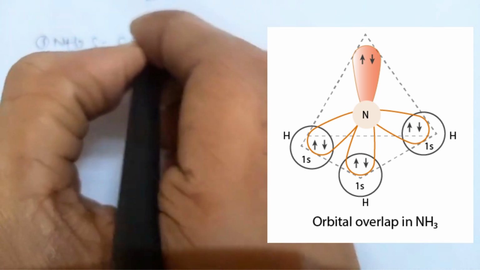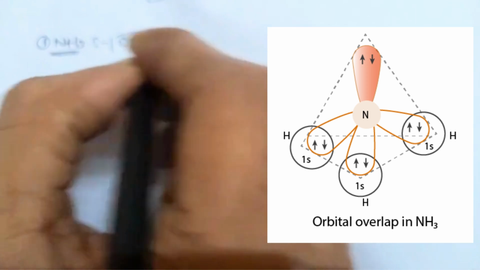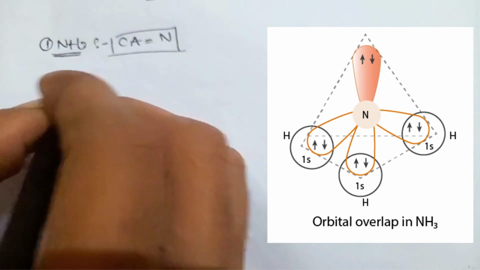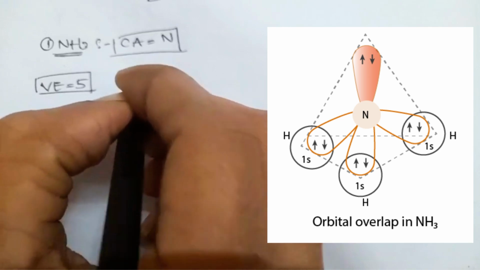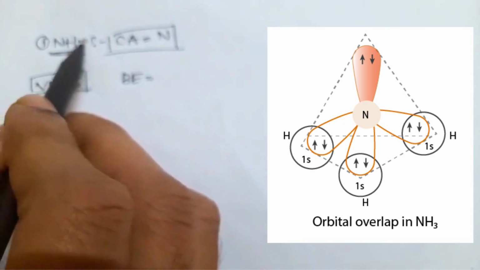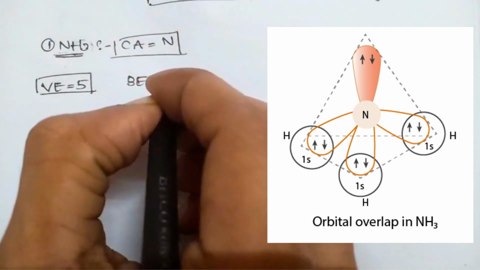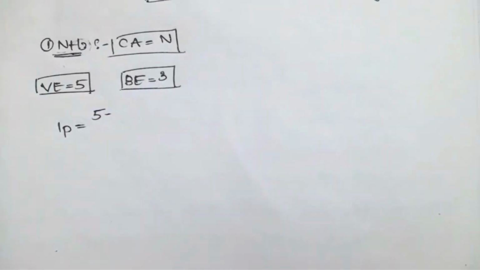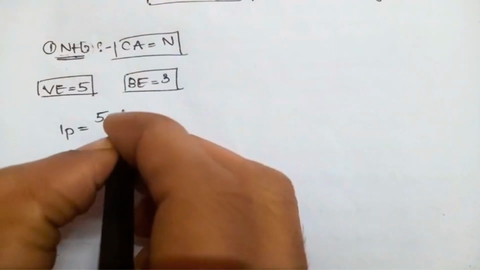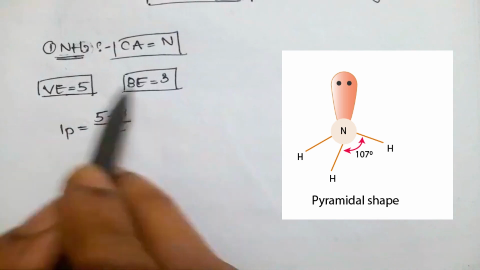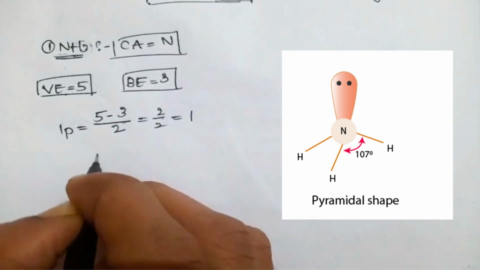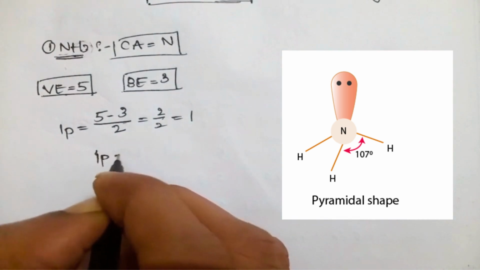What is the central atom here? Nitrogen is the central atom. So what are the valence electrons of nitrogen? 5, right? And there are 3 bonding pairs with nitrogen. Now substitute in the formula: 5 minus 3 by 2. Valence electrons minus bonding electrons by 2. 2 by 2, that means 1. So the lone pairs of NH3 is 1.